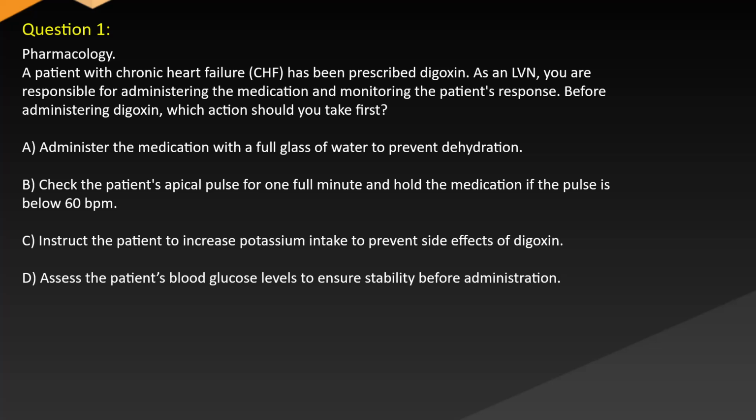A. Administer the medication with a full glass of water to prevent dehydration. B. Check the patient's apical pulse for 1 full minute and hold the medication if the pulse is below 60 bpm. C. Instruct the patient to increase potassium intake to prevent side effects of digoxin. D. Assess the patient's blood glucose levels to ensure stability before administration.